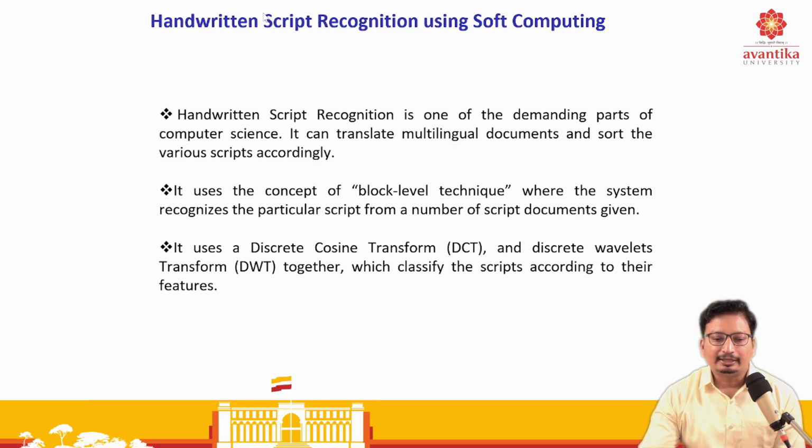Now let us understand that using other applications, that how this soft computing has been used. So handwritten script recognition, as we have seen previously also in one of the examples, that how this handwritten character can be recognized using the artificial neural networks. Okay, so it is representing what? It is representing the same, and it is representing some of the insights which we used for the human character recognition or the human script recognition. So human script recognition is one of the demanding part of the computer science. It can translate multilingual documents and sort the various scripts accordingly.